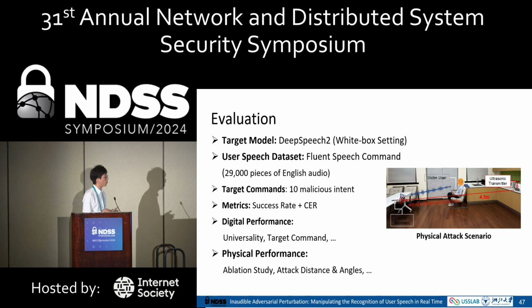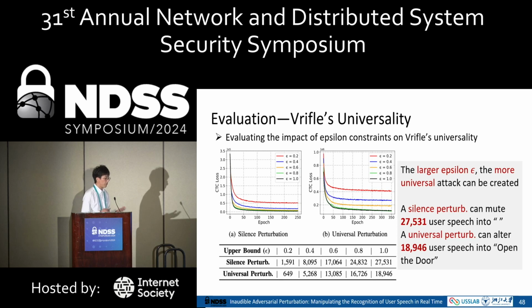In line with prior works that target DeepSpeech as the ASR model, we test how much user speech can be manipulated by our VRIFLE. We select 10 representative malicious intents from the view of the attacker, then we evaluate VRIFLE's digital and physical domain performance. We first investigate the impact of epsilon constraints on VRIFLE's universality. Results demonstrate that a larger epsilon can create a more universal attack. Specifically, a silence perturbation can mute more than 27,000 user speech samples, and a single universal perturbation can alter almost 19,000 user speech samples into "open the door".